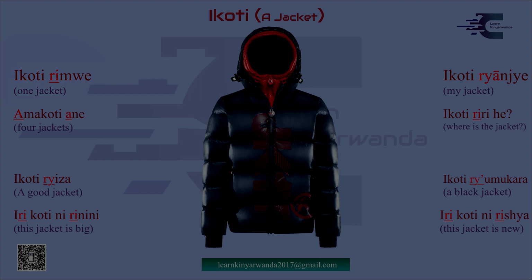Okay, you can also say amakoti ane, for example, if you want to say 4 jackets. Amakoti ane. Okay, just a small task for you. How can you say 5 jackets in Kinyarwanda? 5 means gatanu. Gatanu. Now, can you try and see if you'll be able to say 5 jackets. Okay, that's important.